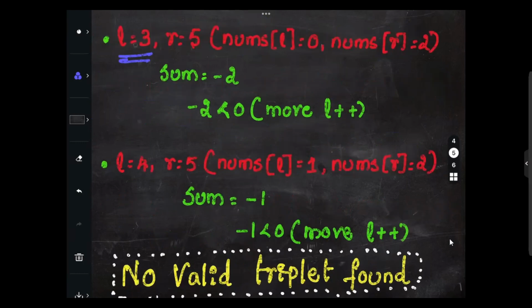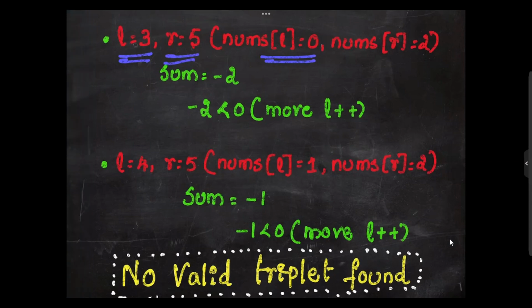Let me come here. So L is 3, nums of L is 0. R remains 5 itself, and nums of R, the last one, 2 itself. This remains the same. R equals 5 and nums of R remains the same.